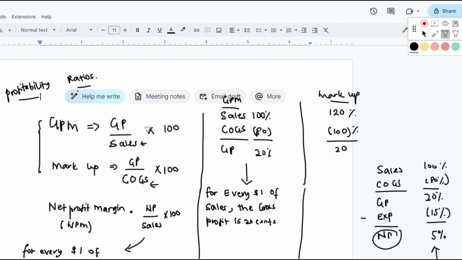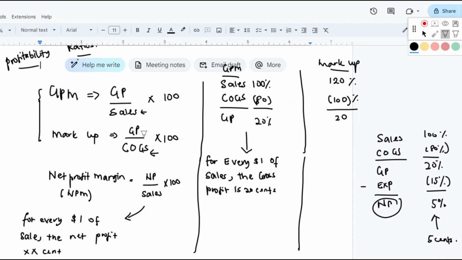So what are these called? These are called profitability ratios. Now what are profitability ratios? Ratios are very important for us either to calculate our sales, our gross profit. If in the exam they give you the cost of goods sold and they want you to figure out sales, but in the actual world, why is it very important to calculate ratios?